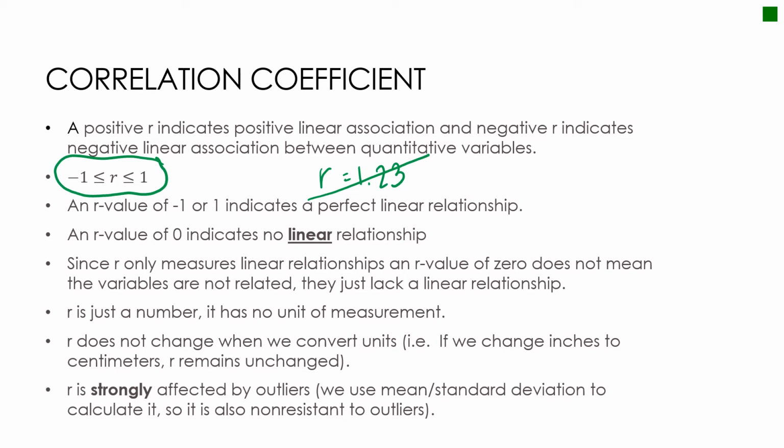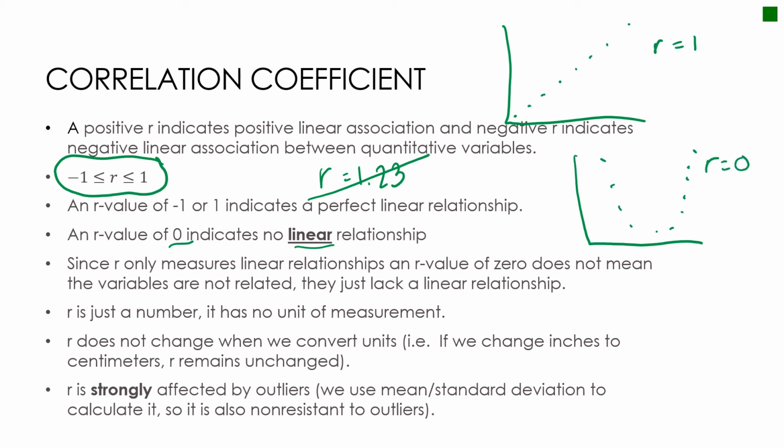The perfect linear relationship, meaning I could connect them with a very precise straight line, would have an R value of 1, and if it was the same association but in the negative direction, it would have an R value of -1. An R value of 0 indicates no linear relationship, but we're going to go back to my little parabola example. This would have an R value of 0, but that doesn't mean there's no relationship. It just means that it's not a linear relationship.